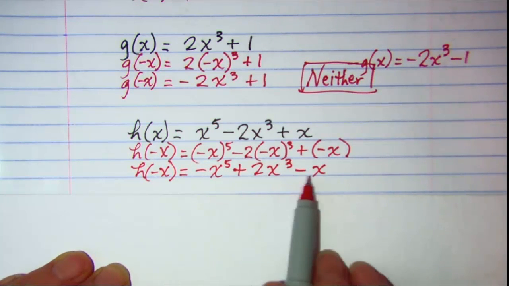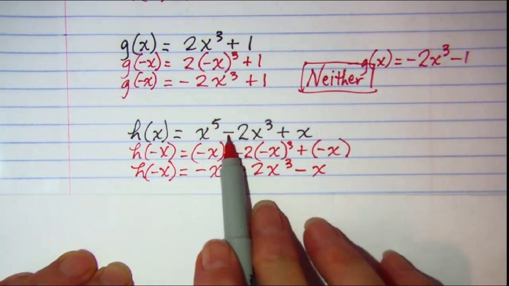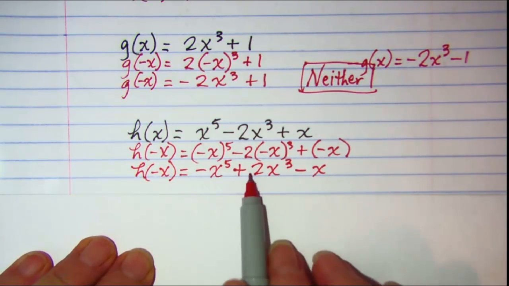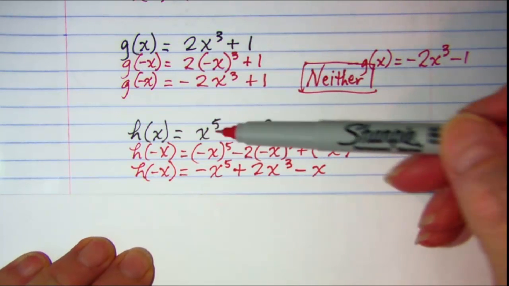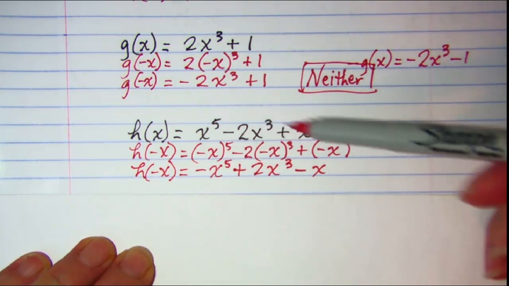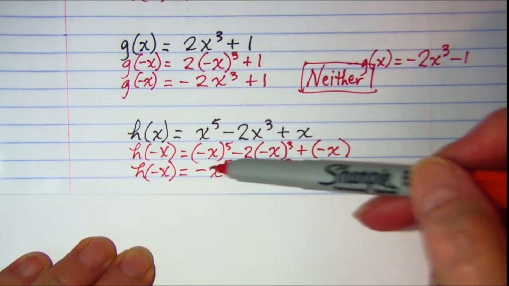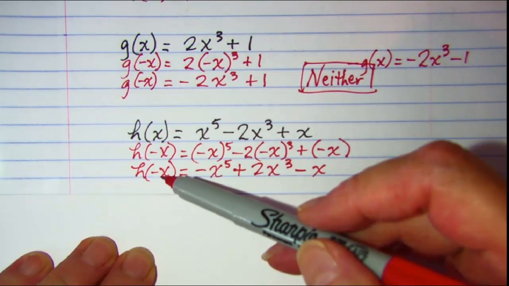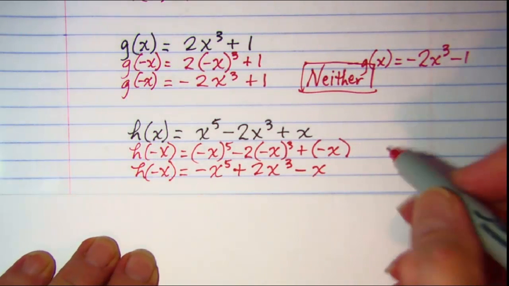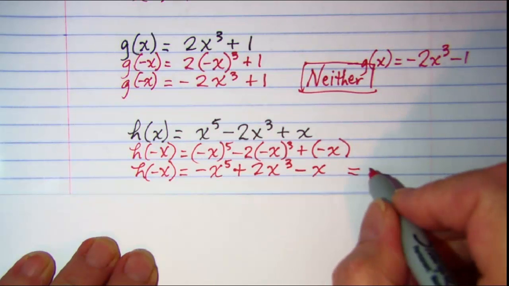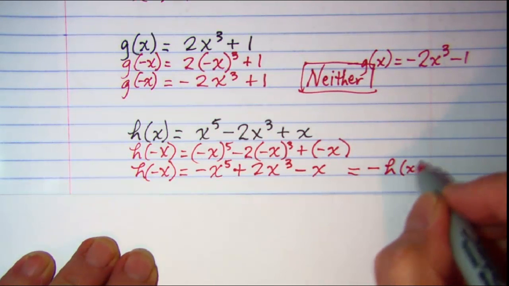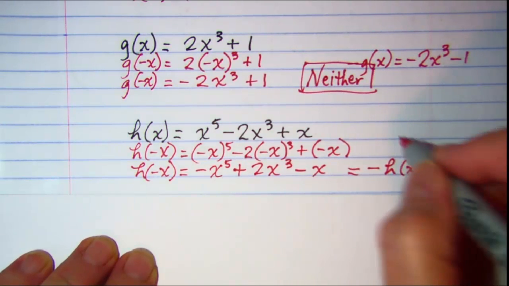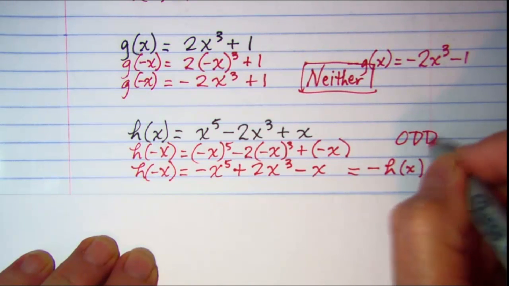Now notice this is not the same as h of x, but you can pretty easily see that each of the terms are negated. My h of x has plus, minus, plus, and this one is minus, plus, minus. So this is actually a negative h of x. And so we know then that that is an odd function.